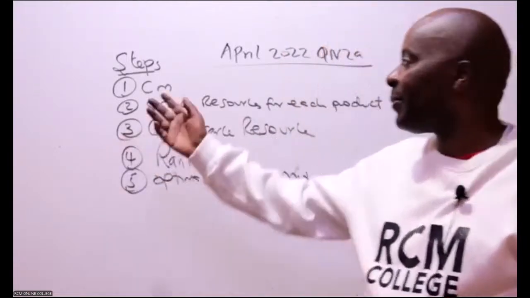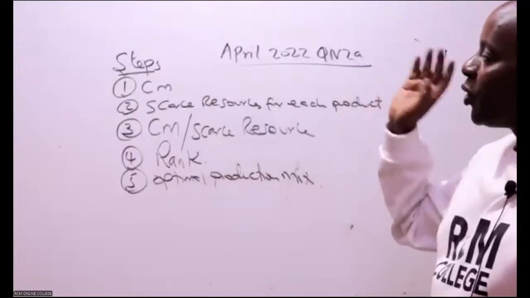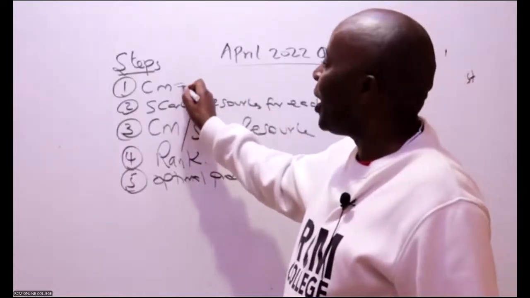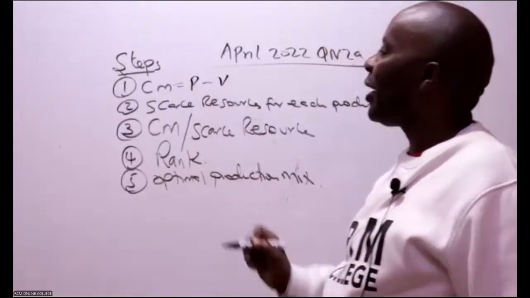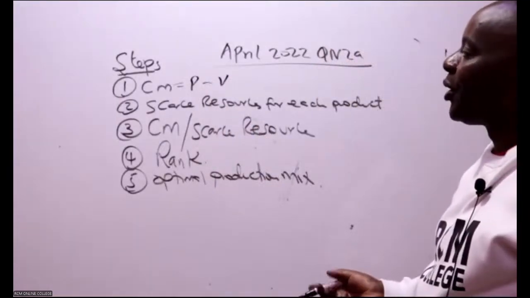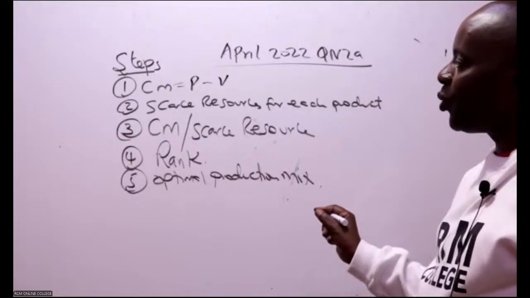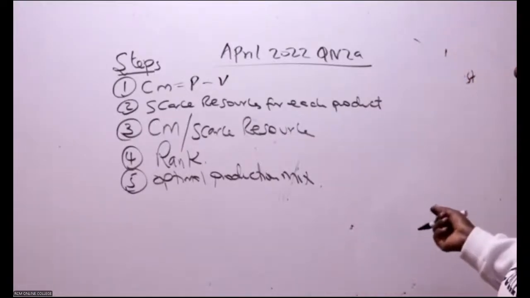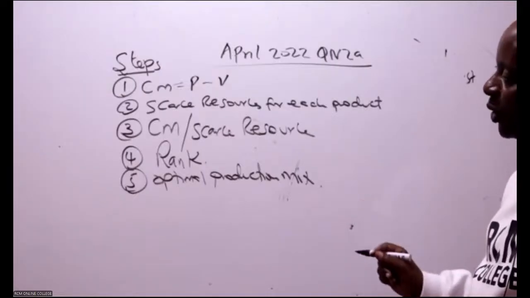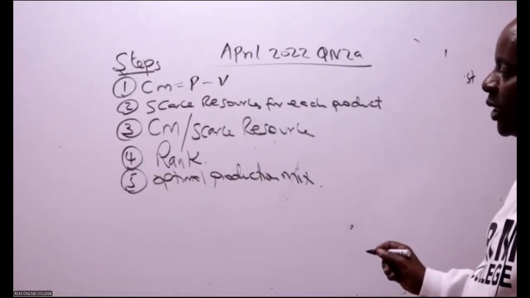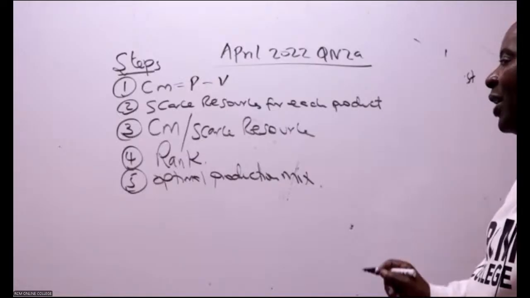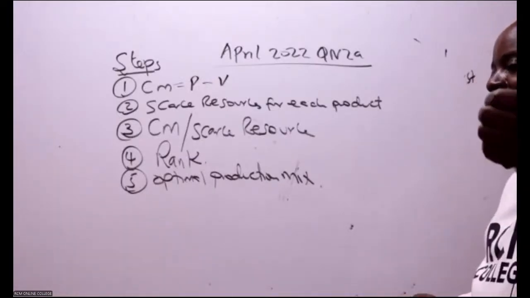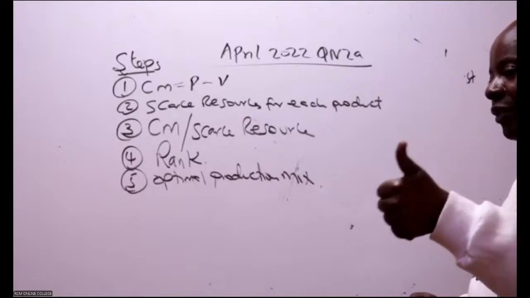So the basic steps are these ones. Step 1, you give us contribution margin. Remember what we said about contribution margin. You take price minus all the variable costs. So we have step 2, scarce resources per unit, or rather for each product. Then you give us a very important quotient, CM per scarce resource. You rank. And then number 5, lastly, you give us the optimal production mix. Have you guys finished writing this?